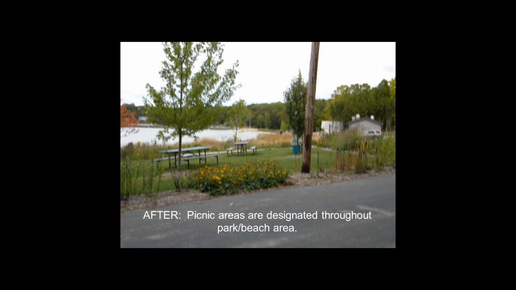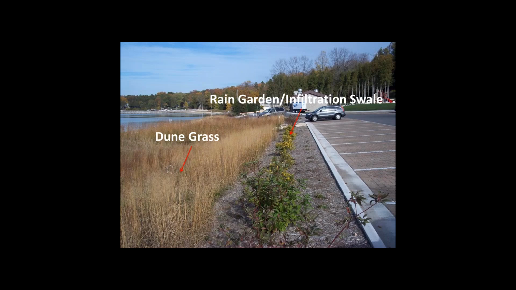So we do have a little picnic area, but notice it's sort of surrounded by vegetation, and there's just some walkways to get to it. So you have a place to sit, but you're also not allowing geese or other waterfowl to congregate in that area. Dune grass, this is a little bit more mature. Here's our infiltration swale, porous pavement right here.